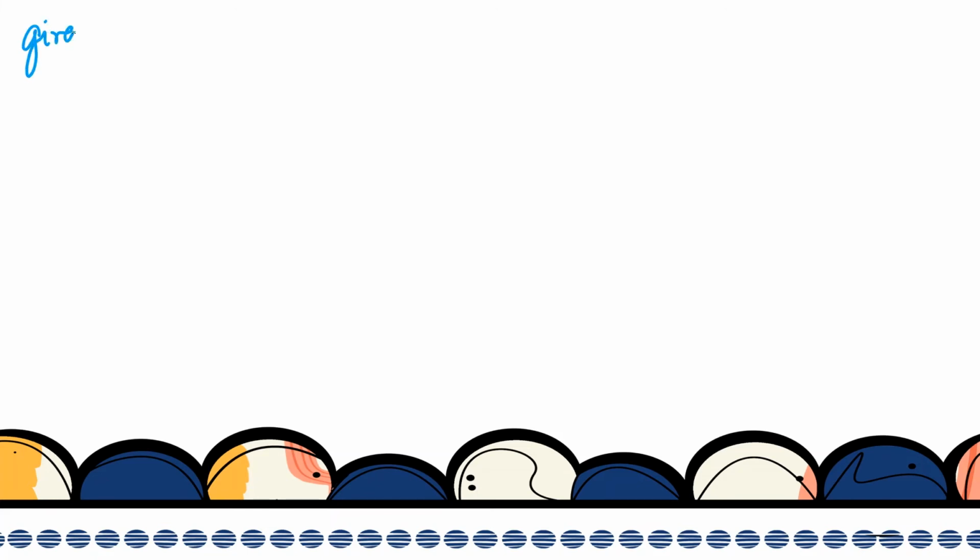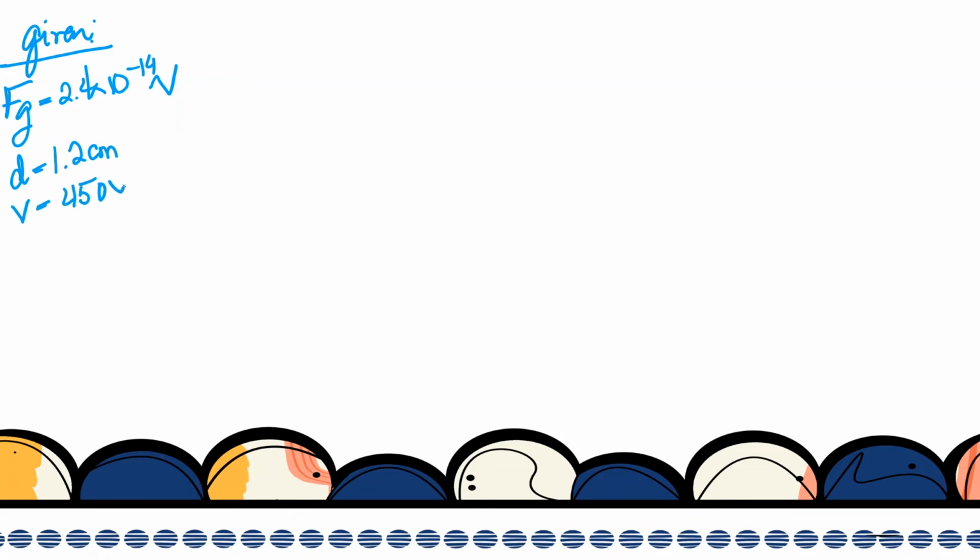So you're going to start by writing what we know. We know that the weight, which is the force of gravity, is 2.4 times 10 to the negative 14 newtons. Just remember that weight is mass times gravity. So in some of the homework problems, I might have given you mass and not weight. And that the parallel plates are separated by a distance of 1.2 centimeters and have a voltage of 450 volts. So let's diagram what's happening.